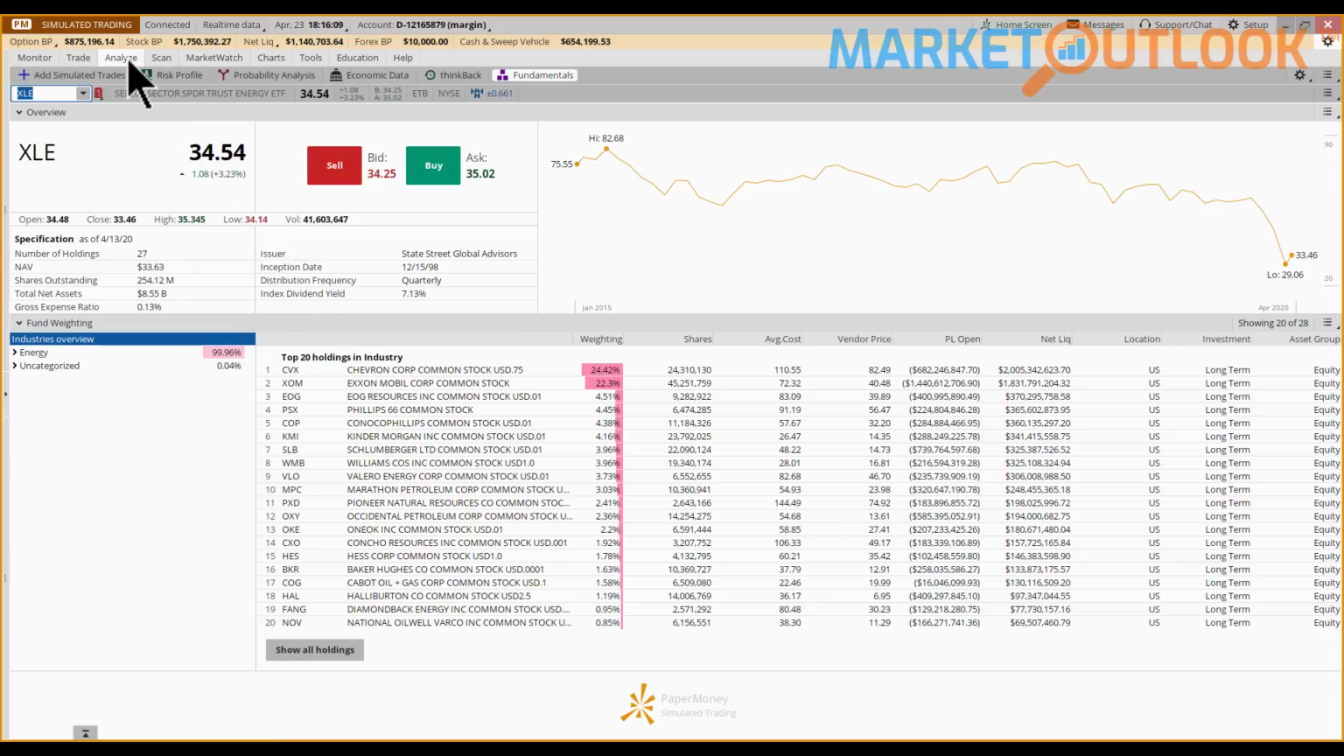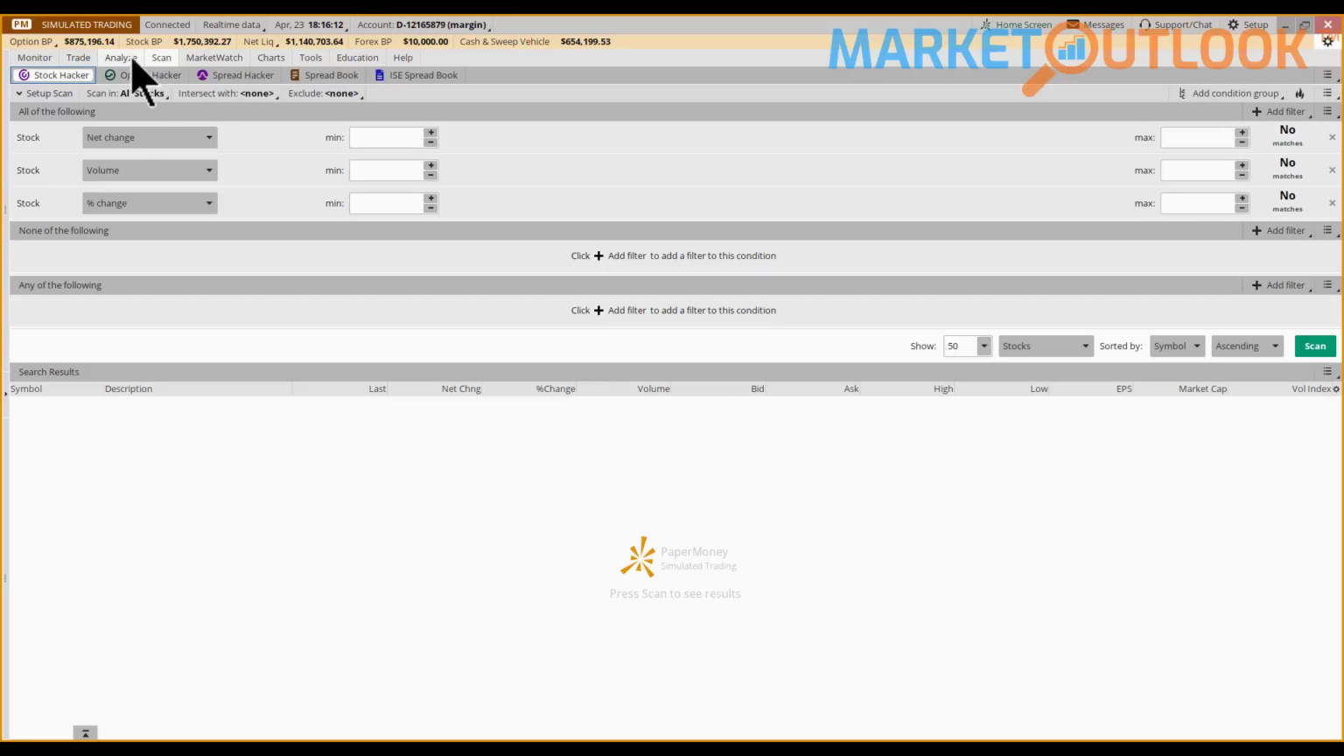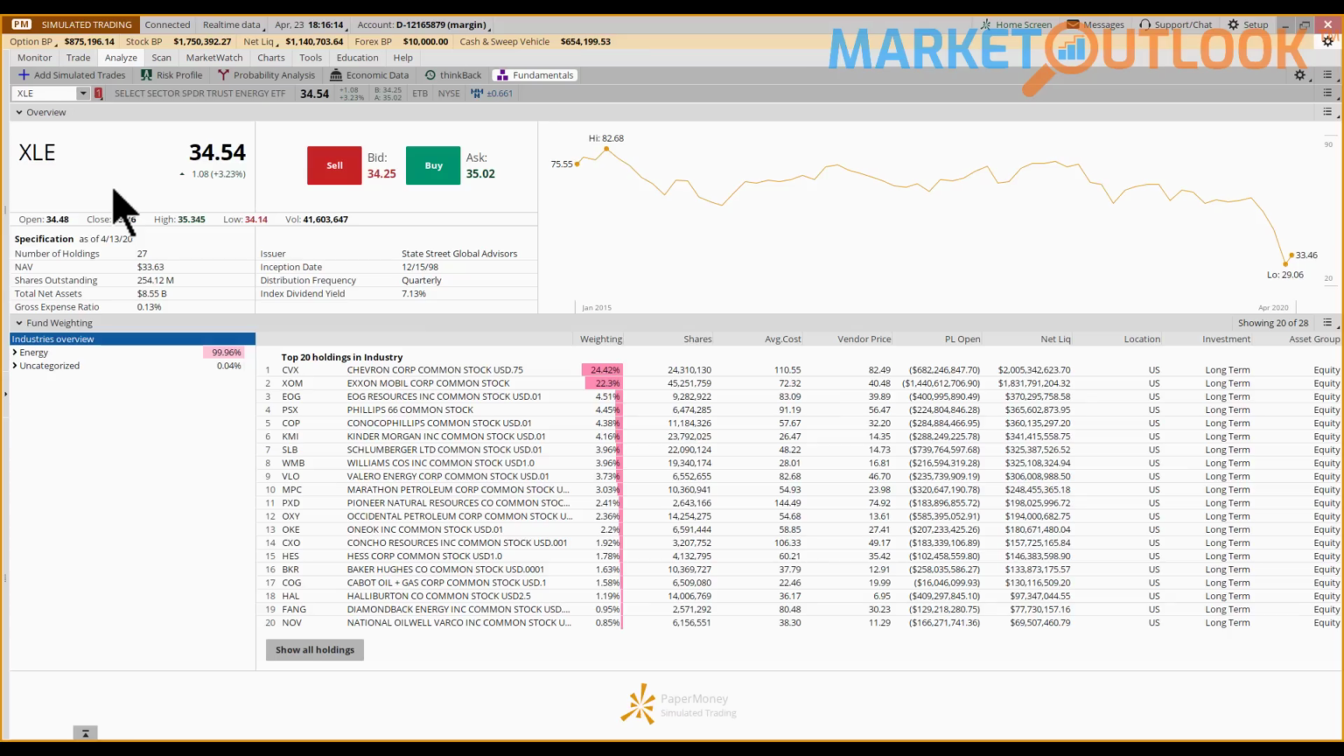So Analyze, and then let me click off of it a second. It's Analyze and then Fundamentals. If you click on that and then type in XLE or XLK or XLY or whatever you want to look at, it'll start showing you the 20 largest holdings. And you can see in this case, XLE is pretty much Chevron and Exxon.